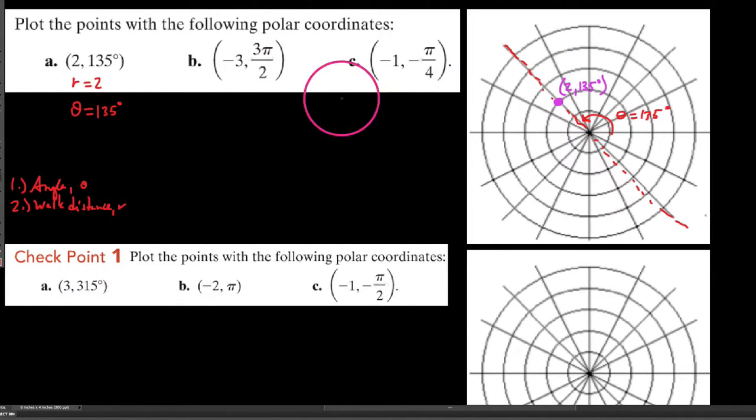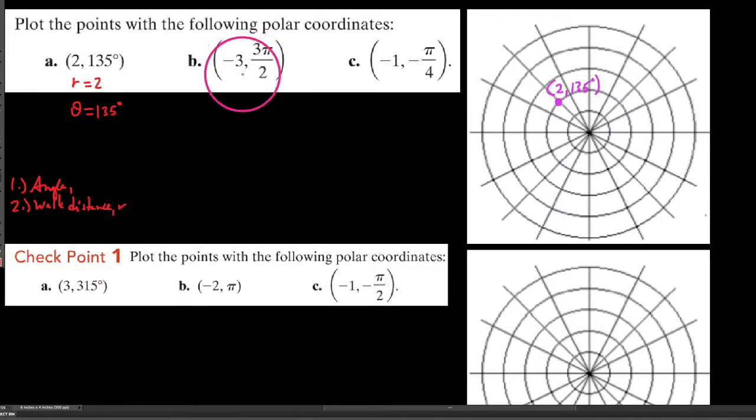So now looking at some of these other points here, honestly, what I'd like to do is get all this other stuff out of the way. I don't want it to be in the way because we're going to put all 3 points on this graph here. So rotating 135 degrees and walking 2 units out, here's our point (2, 135 degrees).